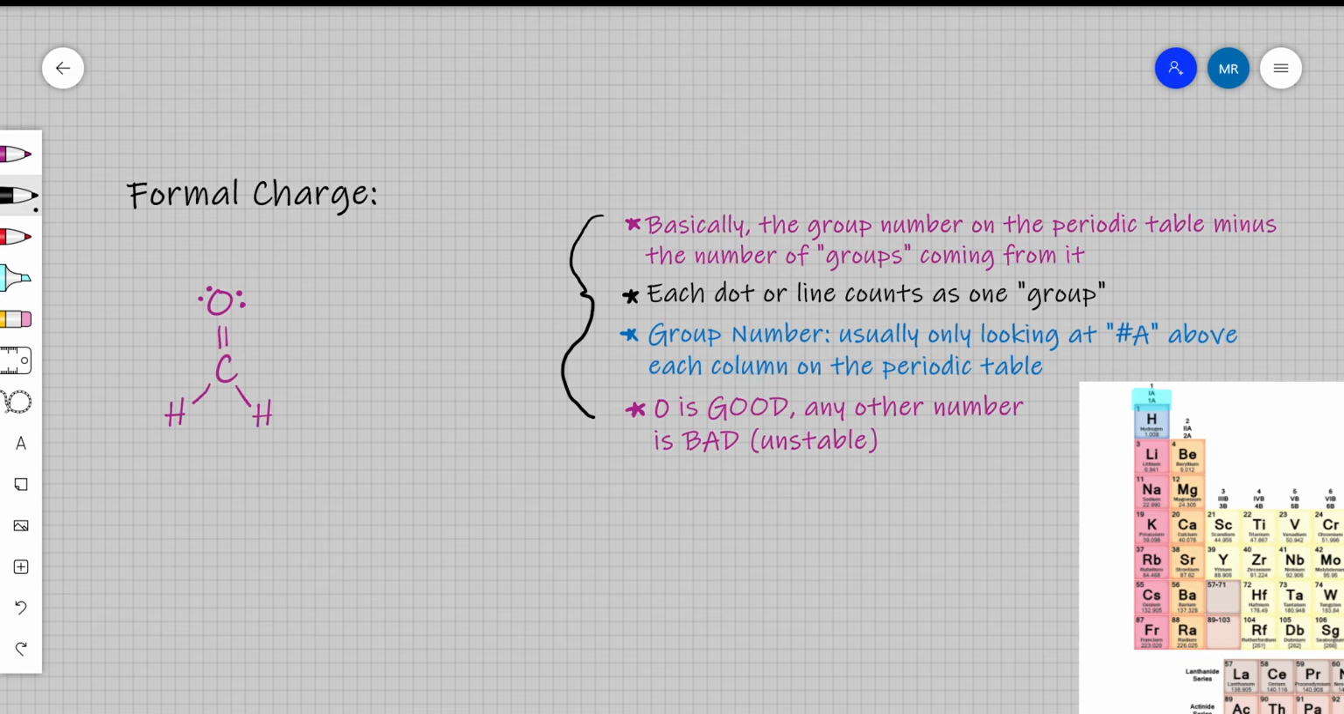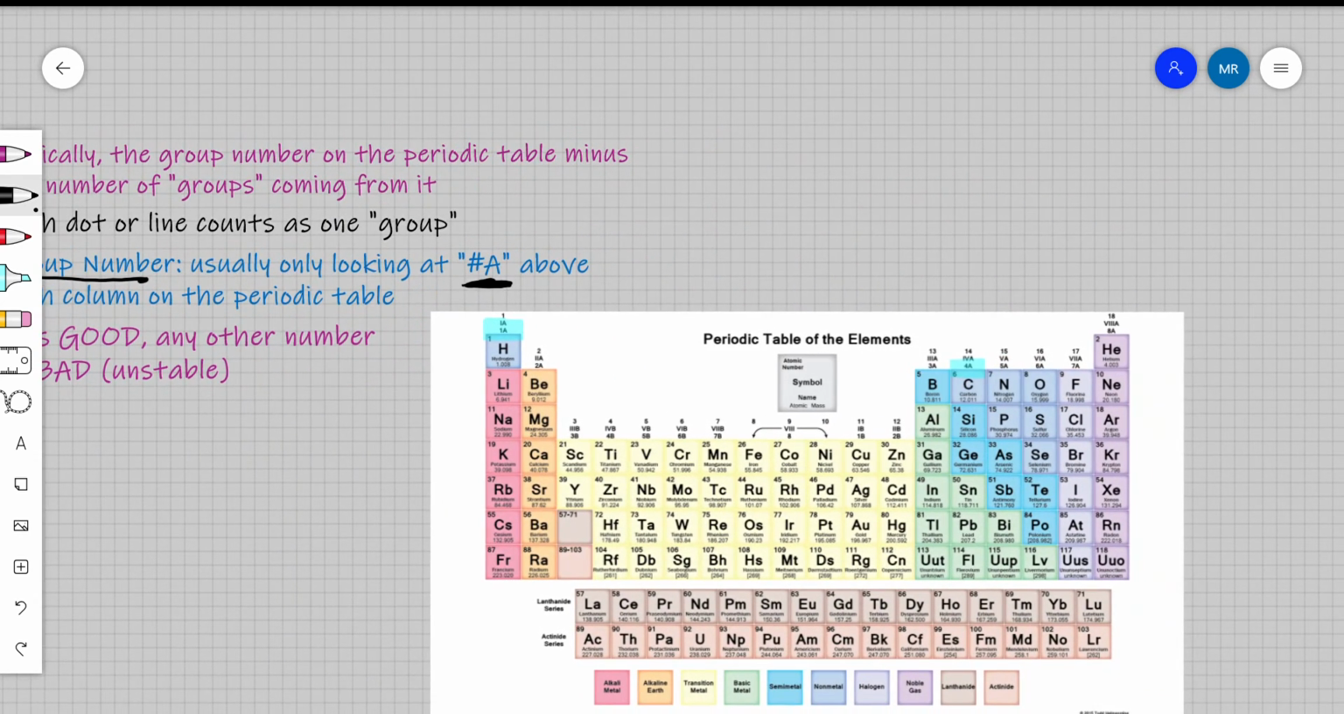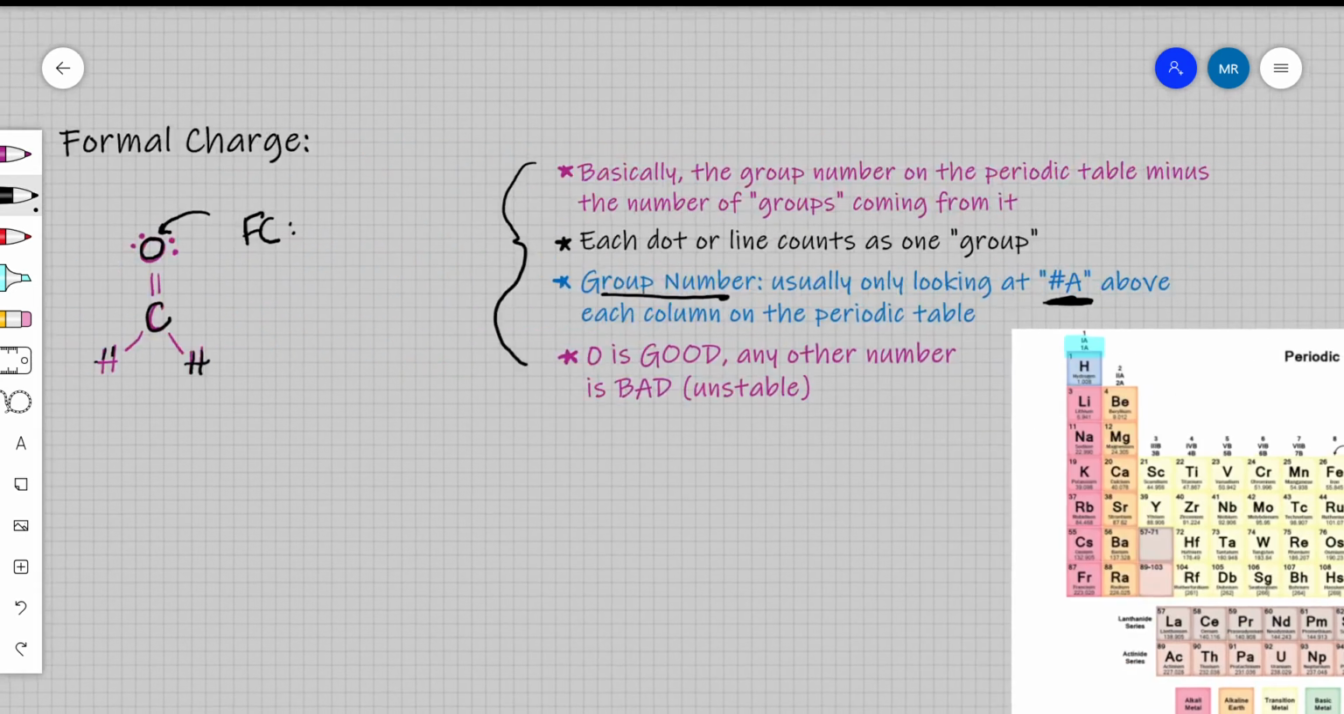So starting right off with formal charge, you're going to be looking at each letter pretty much in the molecule that you have, right? So when we look at formal charge, we are going to start off with the group number of whatever element it is that we're looking at. So let's say we're taking oxygen first. So we go look at the number in front of the letter in oxygen's column. So this is oxygen's column right here. As we can see, it has 6A above its column. So we're going to be using the number 6 as that very first number.